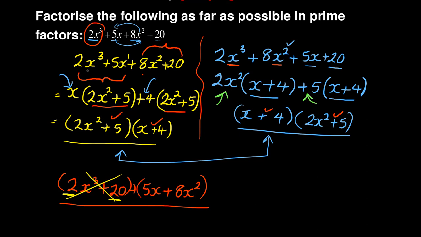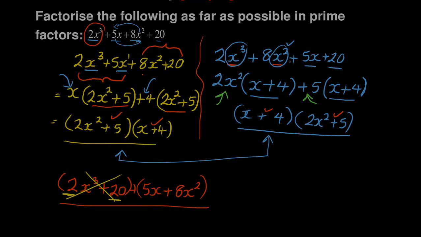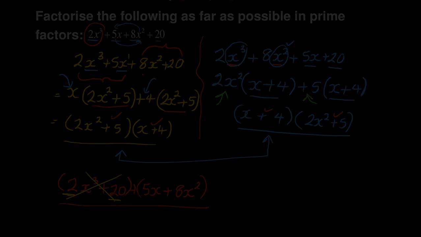Your grouping must always have some variables. For example, in the first one that we grouped, there was x cubed and x. You can see there are two variables. In the second one, there was x cubed and x squared. So this kind of grouping is the one that will give you two brackets that are simple.